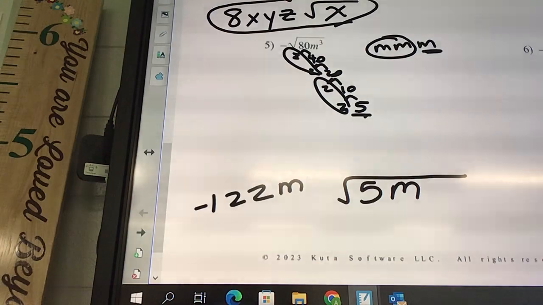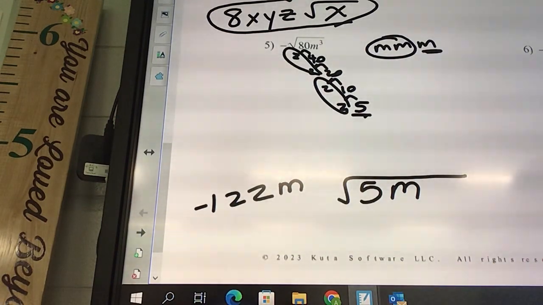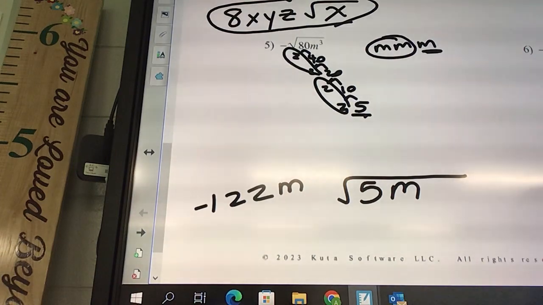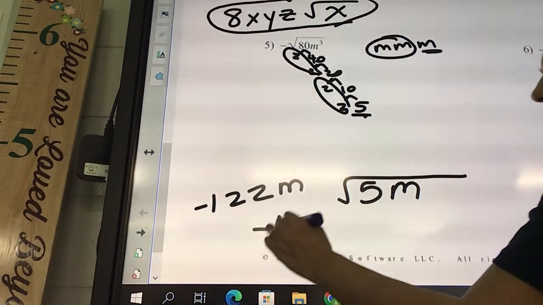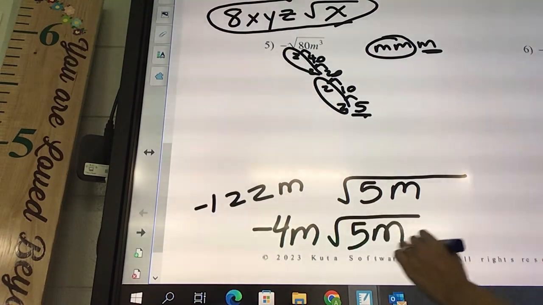Okay, what do we do with this out here on the outside? Multiply. So what is negative 1 times 2 times 2? Negative 4m square root of 5m.